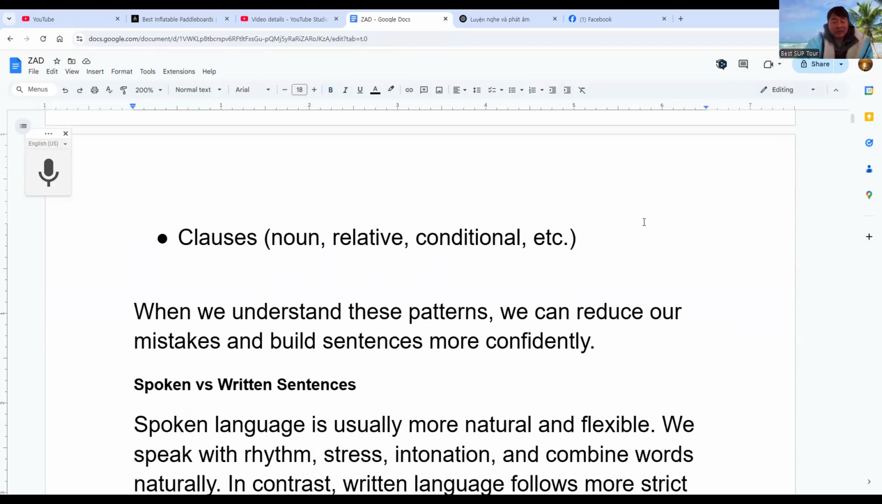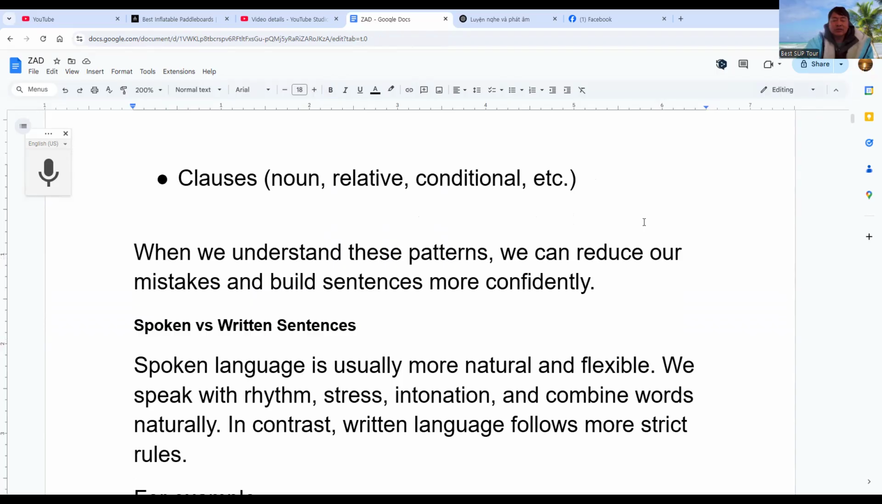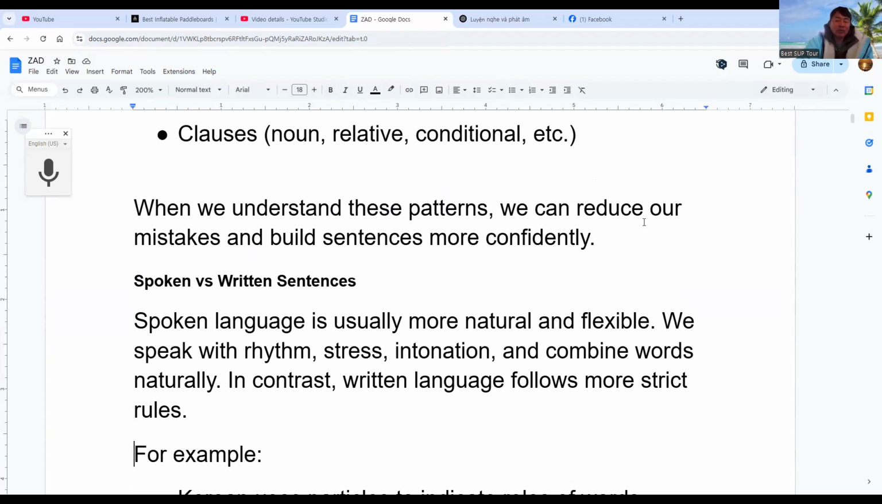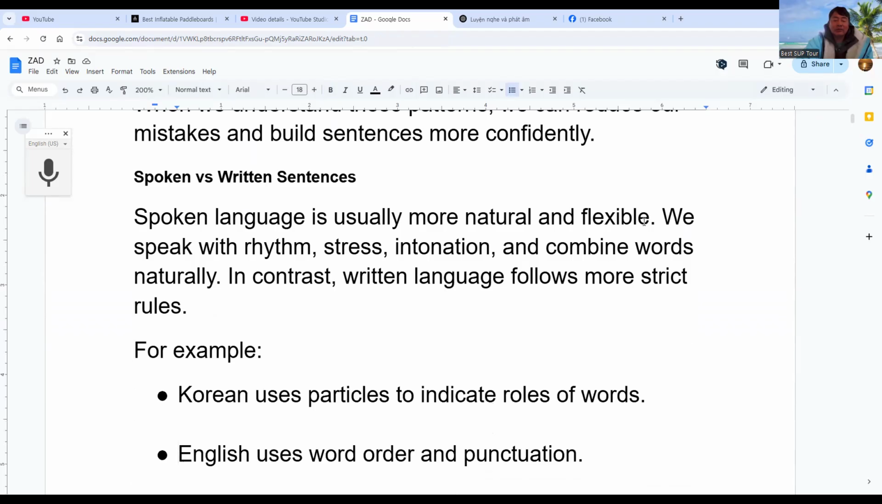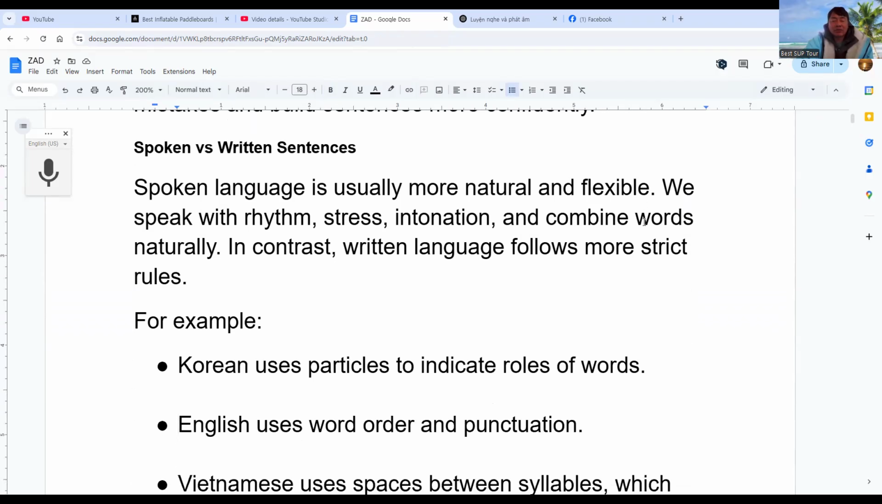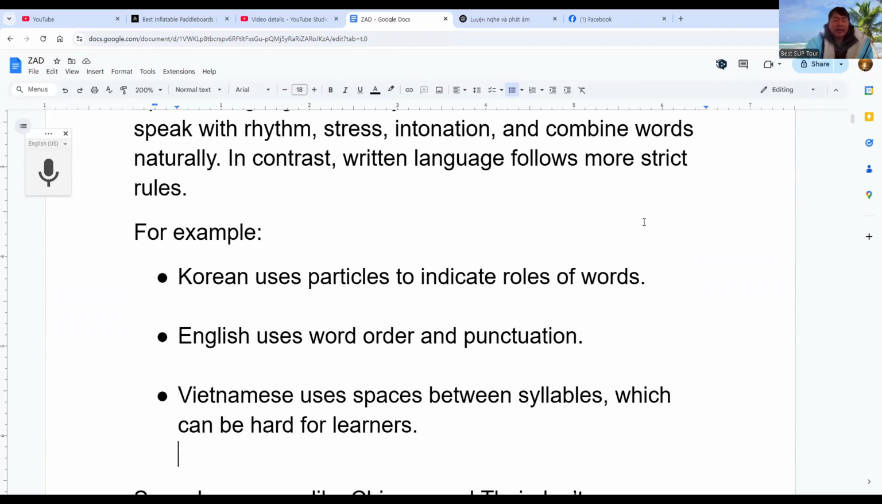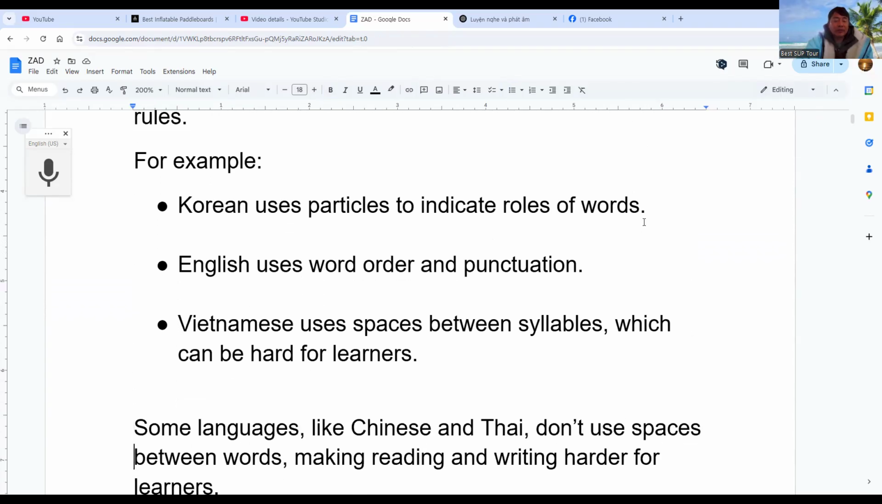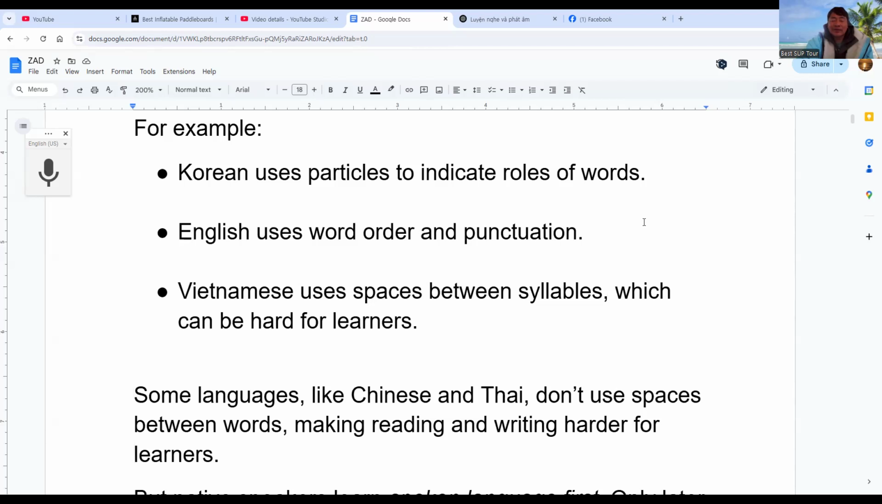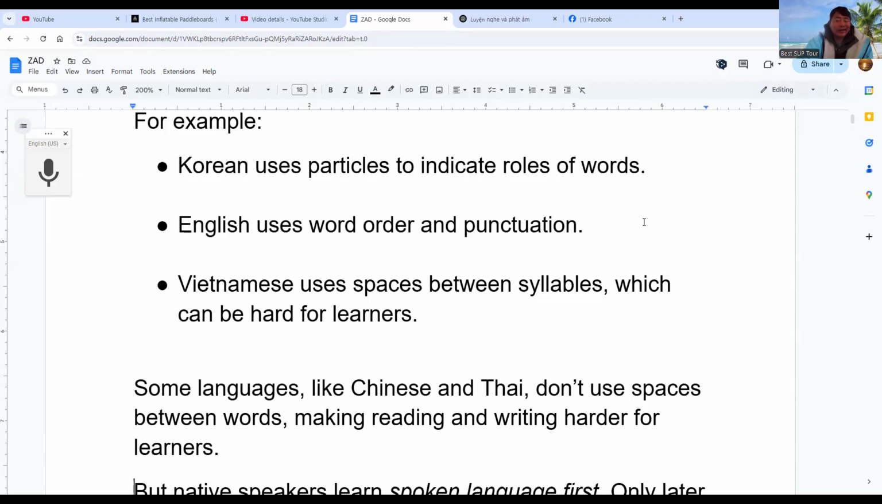Spoken and written sentences. Spoken language is usually more natural and flexible. We speak with rhythm, stress, intonation, and combine words naturally. In contrast, written language has more strict rules. For example, Korean uses particles to indicate roles of words. English uses word order and punctuation. Vietnamese uses spaces between syllables, which can be hard for learners. Some languages like Chinese and Thai don't use spaces between words, making reading and writing harder for the learner.